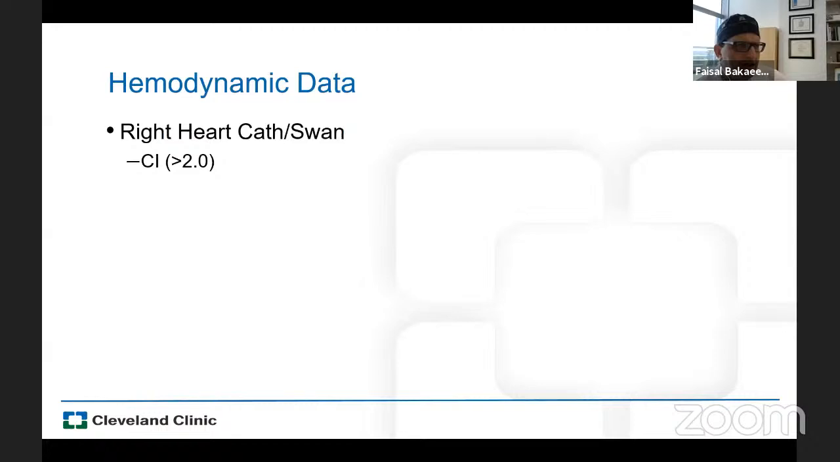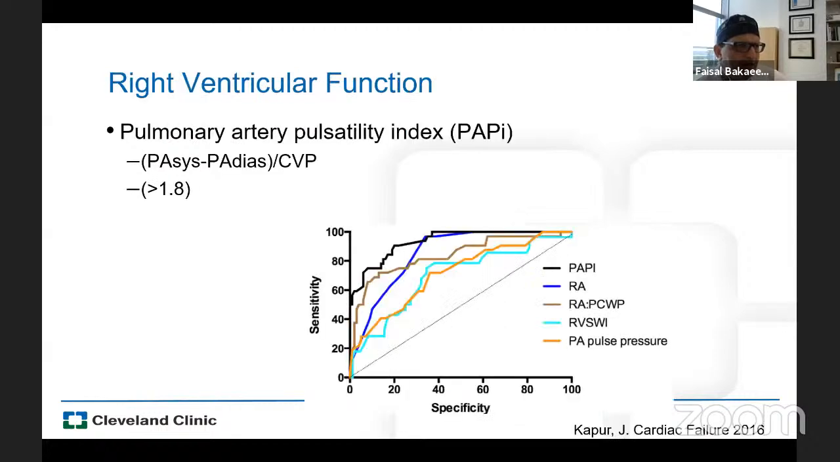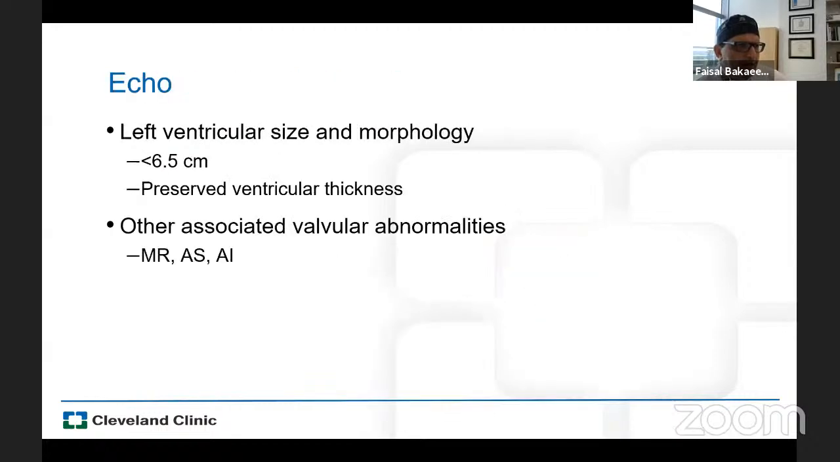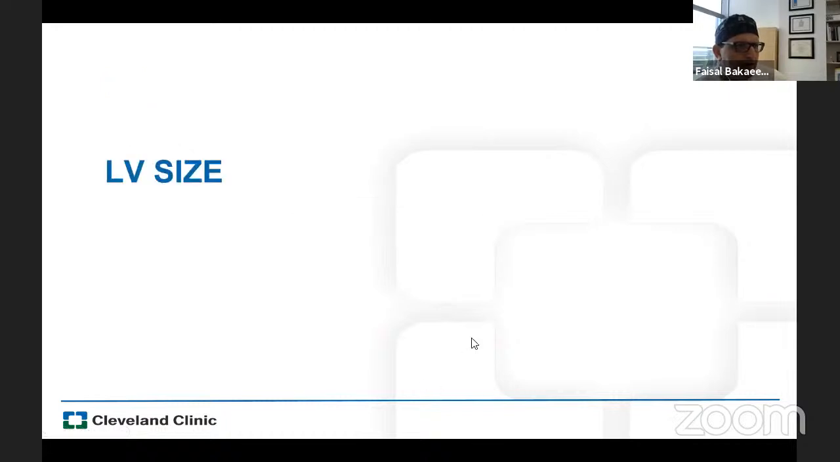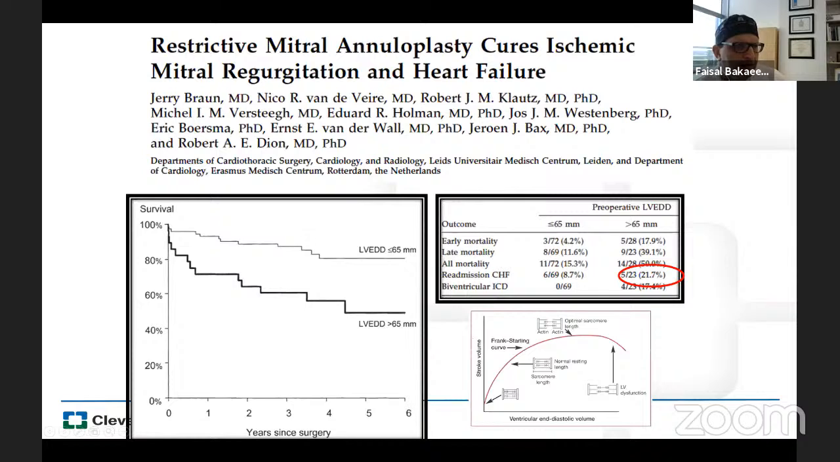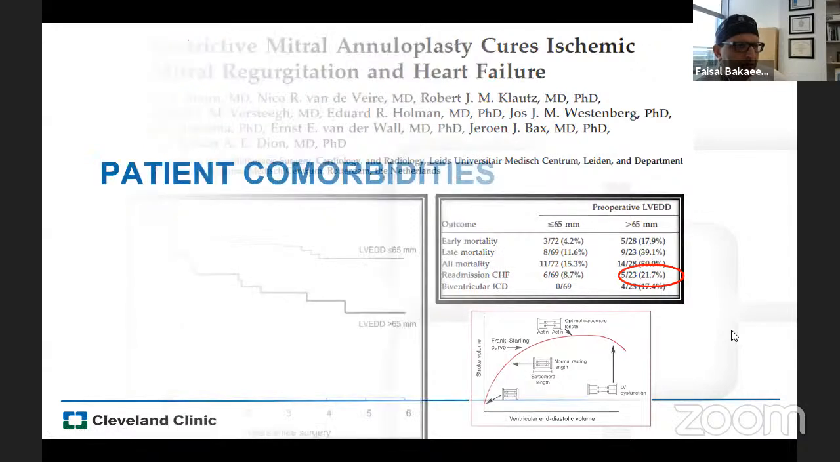If the cardiac index is greater than 2, we look at the size of the ventricle. We like it to be less than 6.5 end diastolic diameter. We like to see a thick ventricle rather than a thinned out scarred ventricle. And we also look at other valvular abnormalities. And this is the prognostic value of the left ventricular end diastolic diameter. The more dilated, the poorer the prognosis.